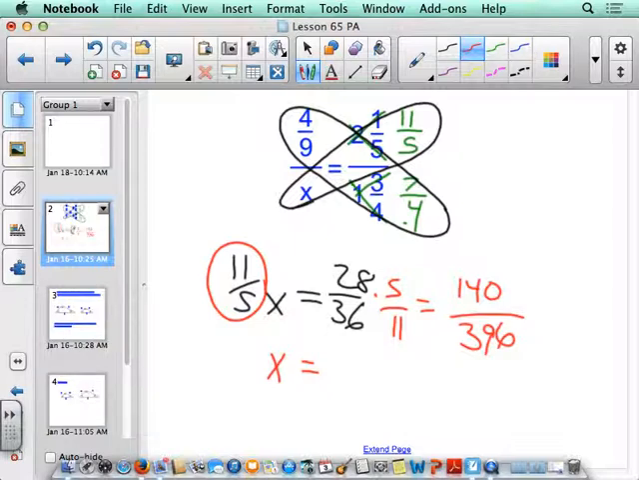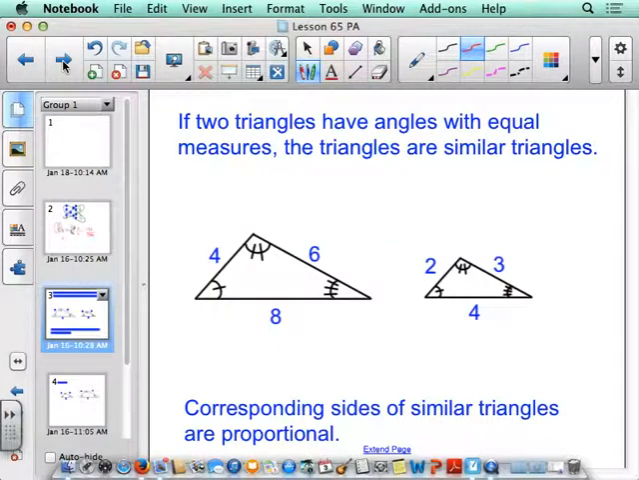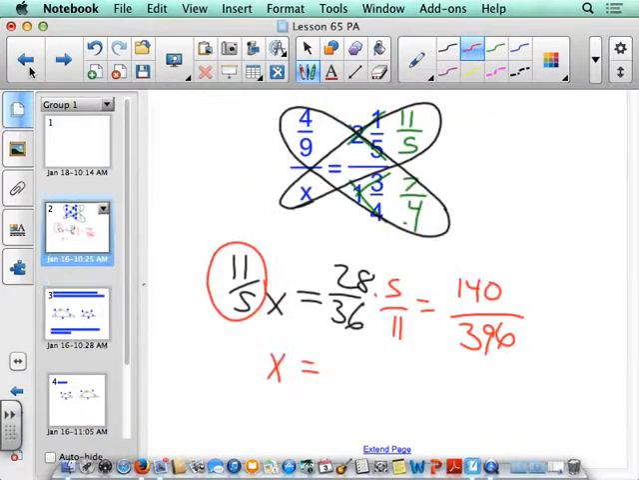All right, let's move on. Next one. Oh, were you taking notes off of that? Okay. So that's what we've been doing with proportions. Now we're going to actually apply this to a real situation.